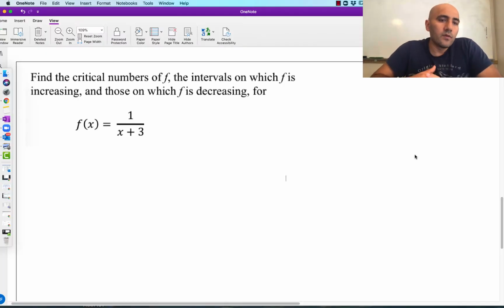Okay, one more example. Find the critical numbers of f, the intervals on which f is increasing and those on which f is decreasing for this function. f of x equals 1 over x plus 3.